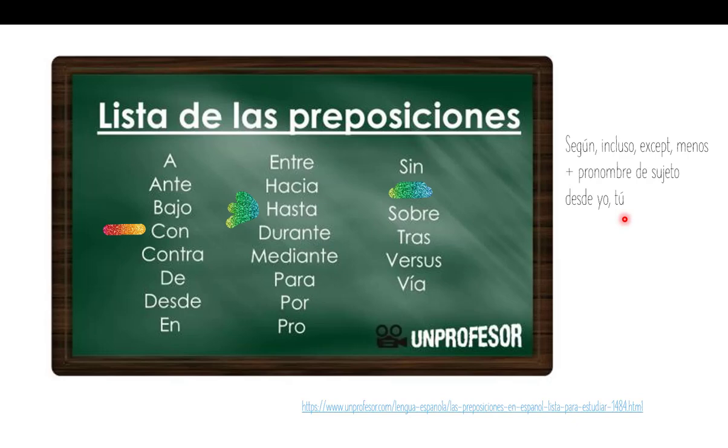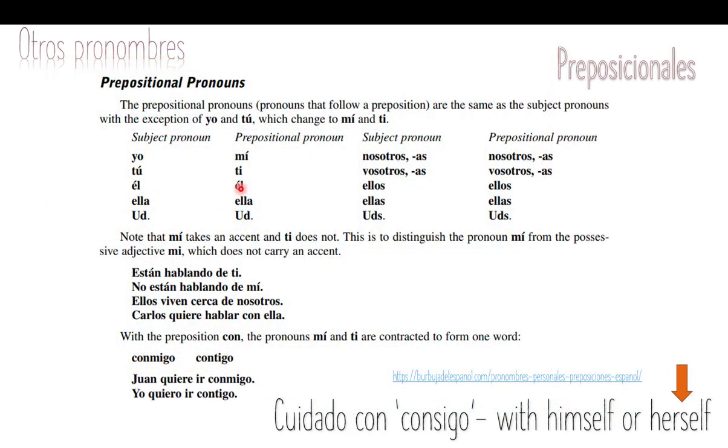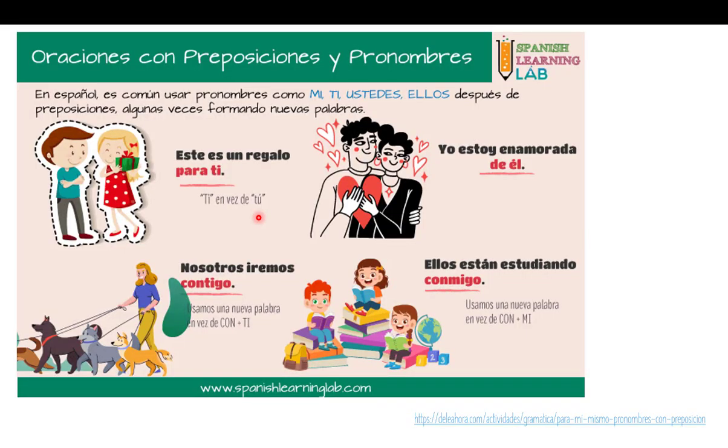So if I want to say even me, I say hasta yo lo sé. Even I know that. Or según, according to me, según yo, según tú, according to you, incluso, including, excepto, yo, tú, okay? So these, hasta, según, incluso, excepto, and menos, are going to always use the subject pronouns, not me and ti, okay? So have a look at some of these sentences so you can see this in practice.